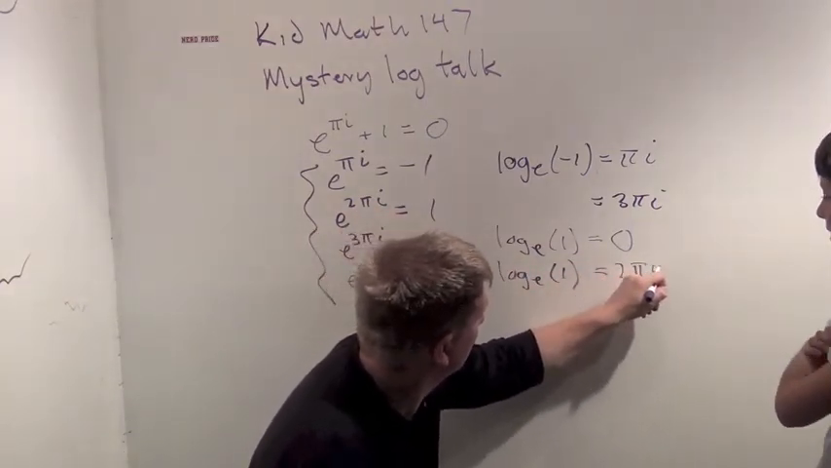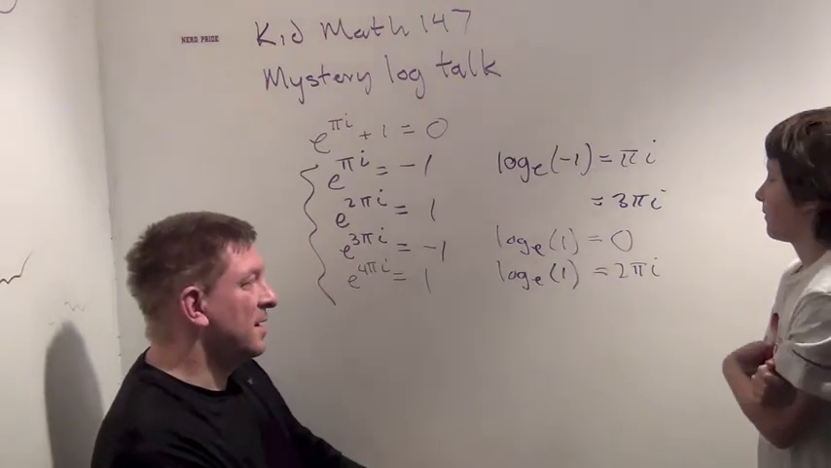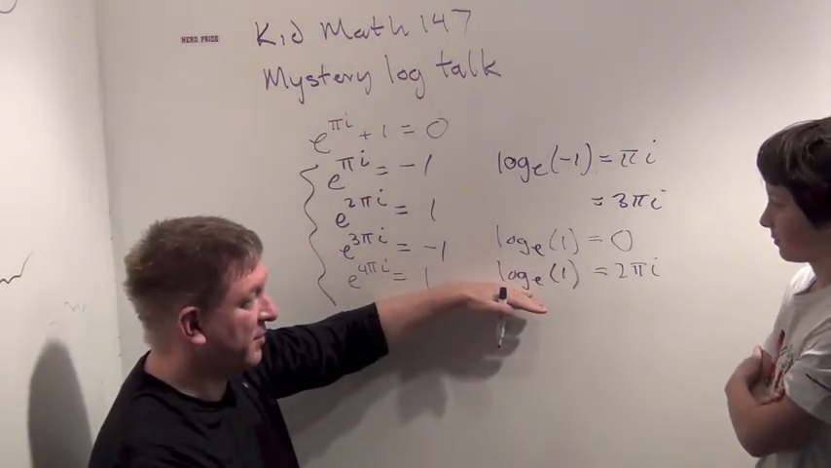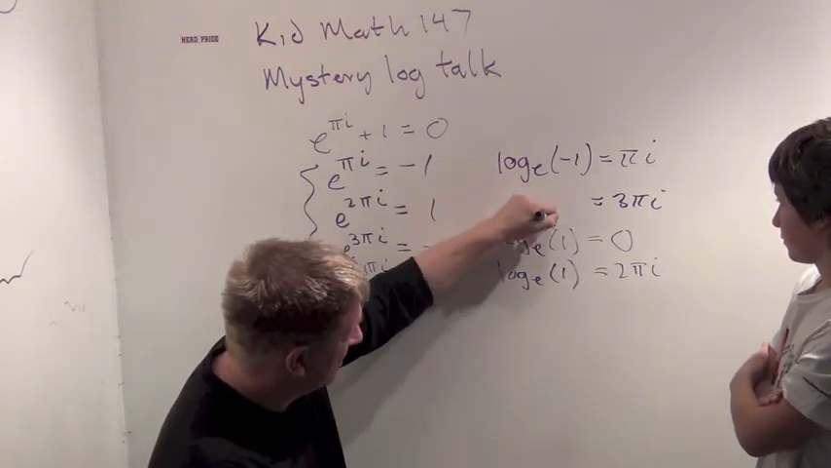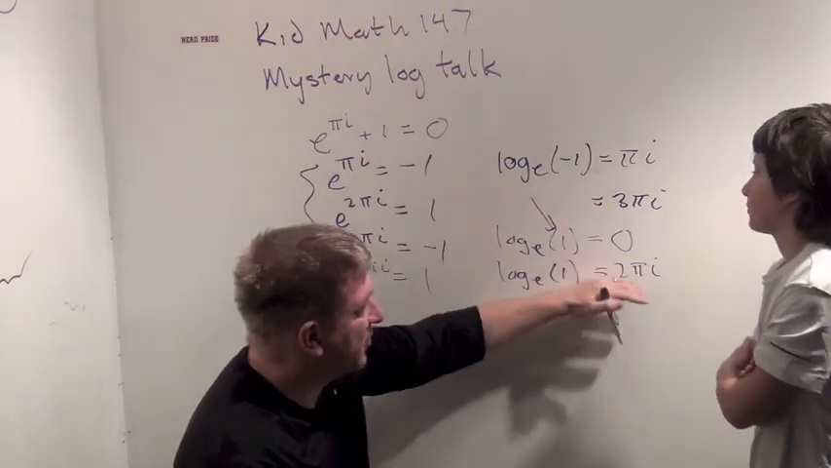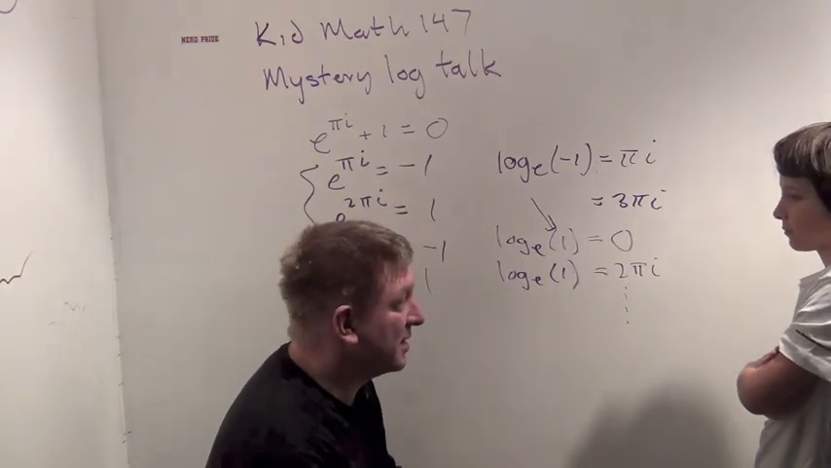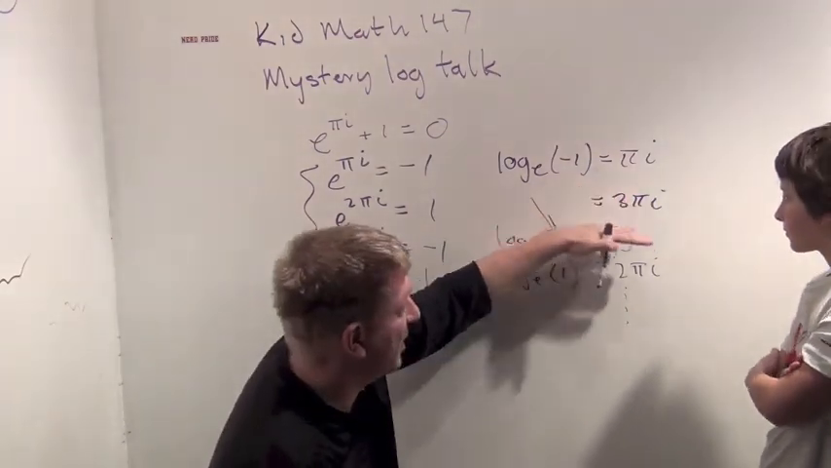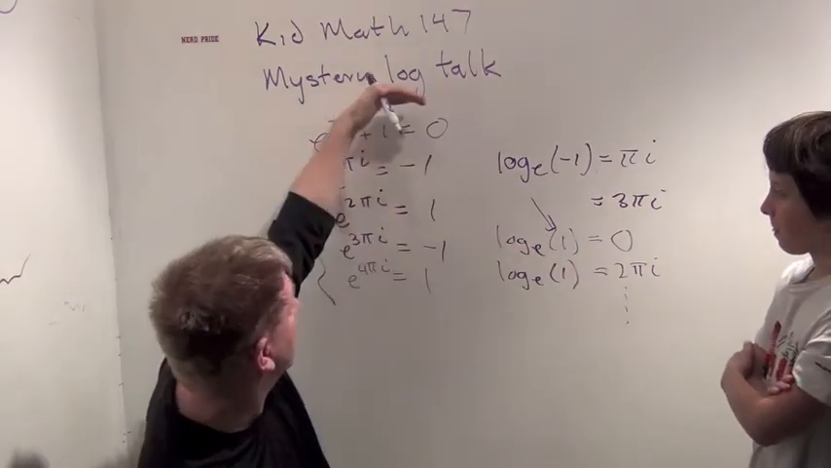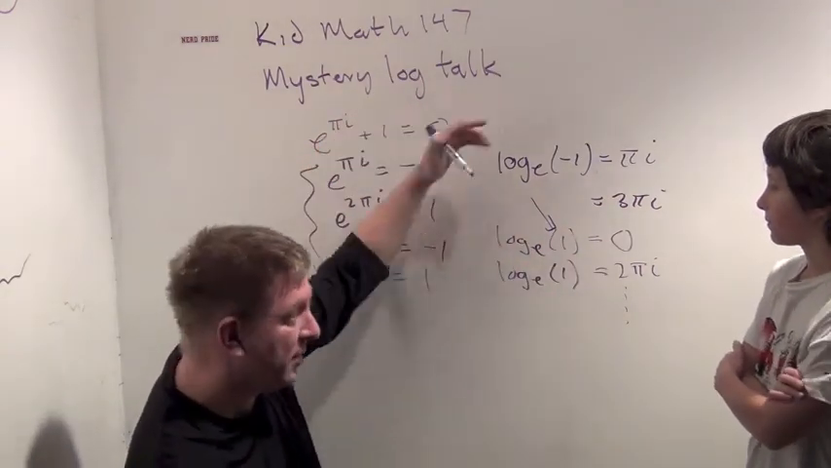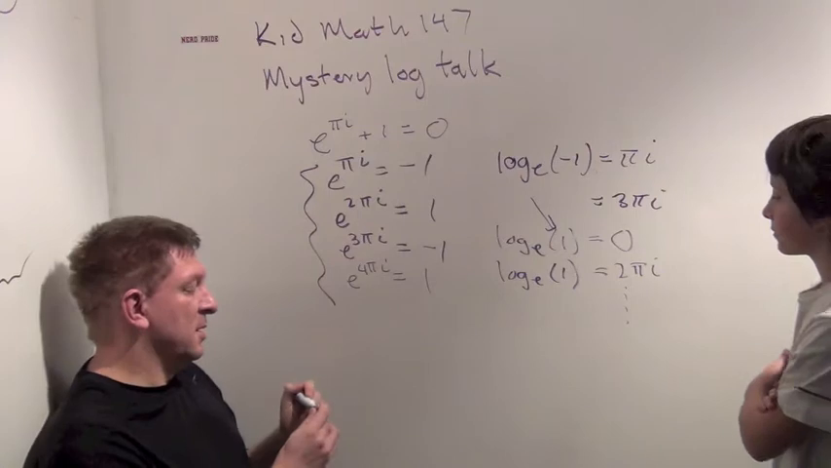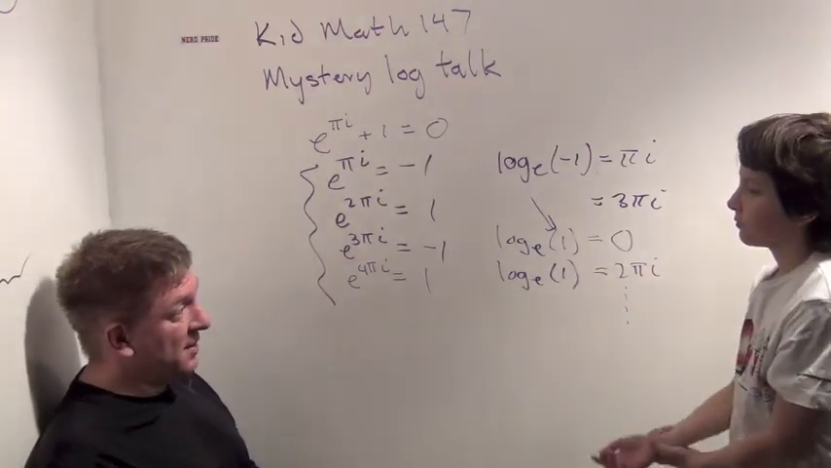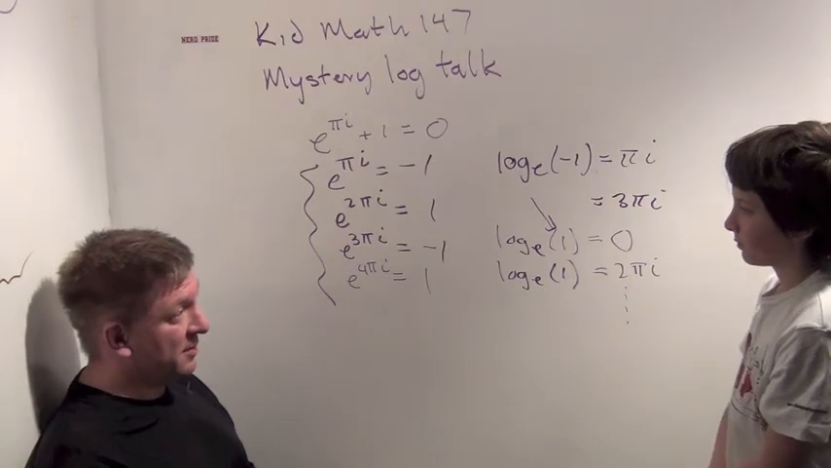The i's are messing it up. So it looks like log's not a function. For every input, we're getting multiple outputs. In fact, infinitely many. 2 pi i, 4 pi i, 6 pi i, or in this case, pi i, 3 pi i, 5 pi i. Probably goes backwards too, right? Probably has negative numbers. So interestingly enough, this is a very difficult problem to solve.